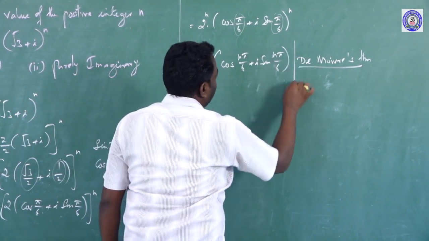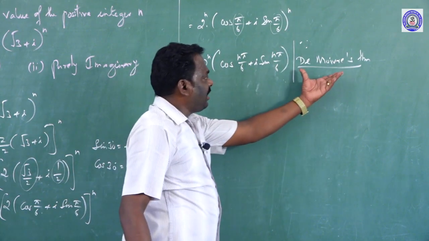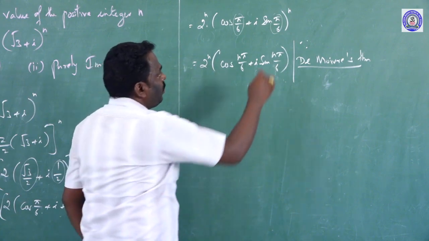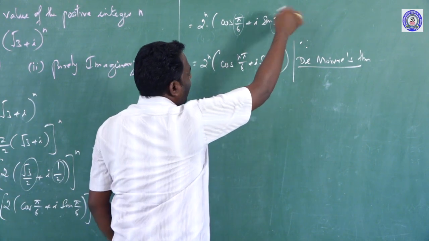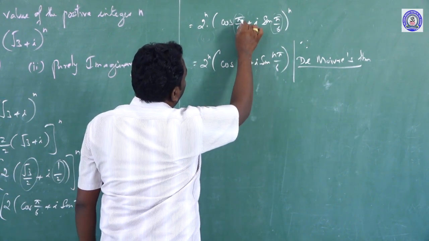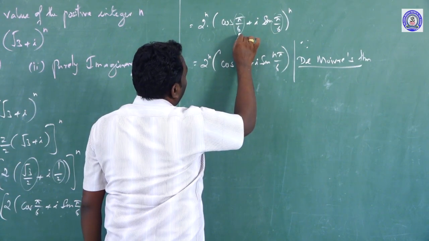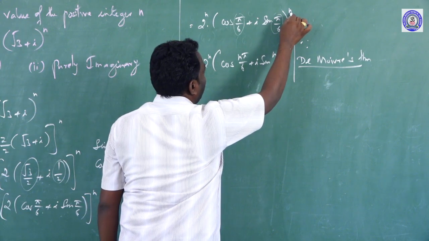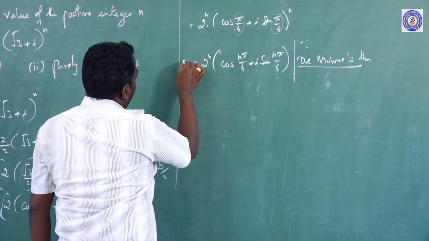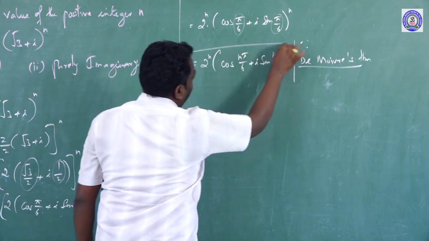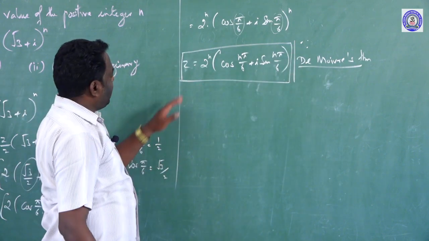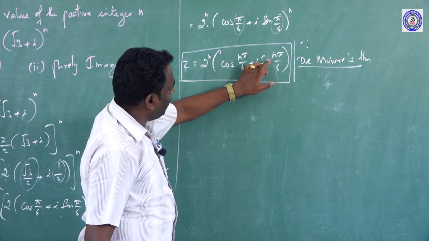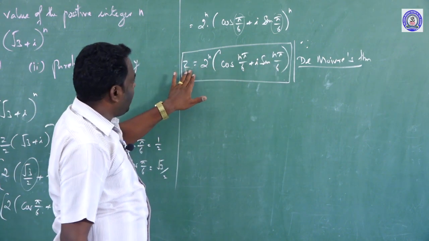By applying this property that we discussed in detail, it is just applying the formula only. Bring the power and multiply it to the argument, that is, multiply n with the theta only. So capital Z equals 2 power n into (cos n pi by 6 plus i into sin n pi by 6). This is called the Z value.